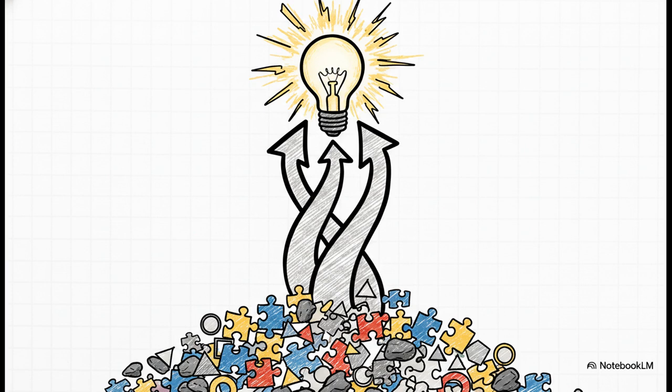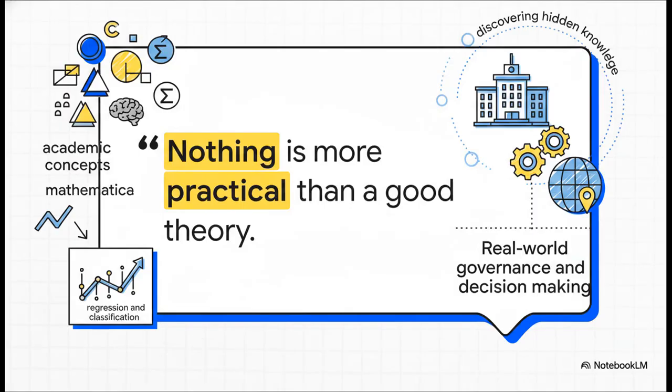Whether you are doing a gap audit with literature or running a data mining algorithm on your company's sales, you are actively generating actionable knowledge from the bottom up. I absolutely love this quote from Vladimir Vapnik. He says, "Nothing is more practical than a good theory." And it's so true. It really reassures us that while these academic concepts, like the 7 research gaps and mathematical models like regression and classification, might seem super abstract on the surface, they are actually incredibly practical, essential tools for real-world governance and decision-making. They literally give us the power to make sense of reality.